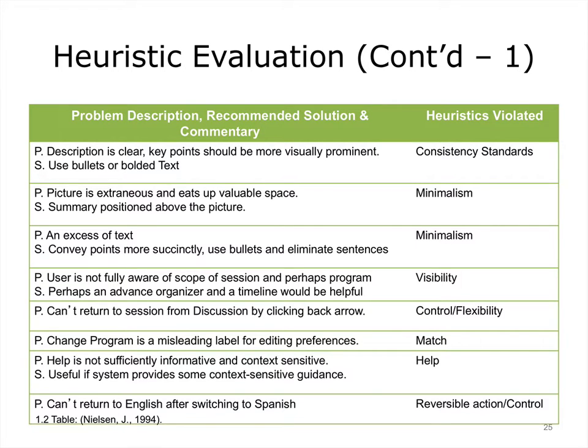This is an example of a heuristic evaluation scoring sheet. P refers to a problem, and S is a proposed solution, which is a useful but not essential part of this evaluation process. As displayed in the right-hand column, the analyst notes which heuristic or principle is violated. For example, the analyst noted that the help feature is not sufficiently informative and context-sensitive. A proposed solution would be to introduce more in the way of context-sensitive guidance.